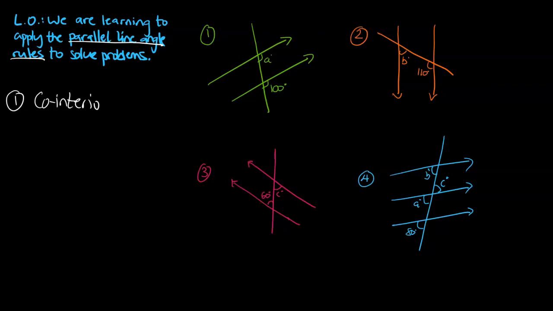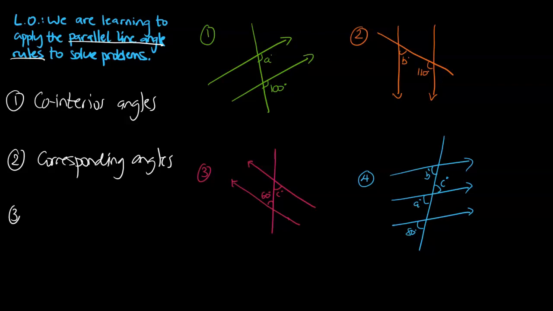We learned about co-interior angles. After that, number two, the second C, we learnt about corresponding angles. So two C's. And then finally, the third one, we looked at the alternate angles. And these relationships are going to be really, really important to solving the problems that we've got here with us.